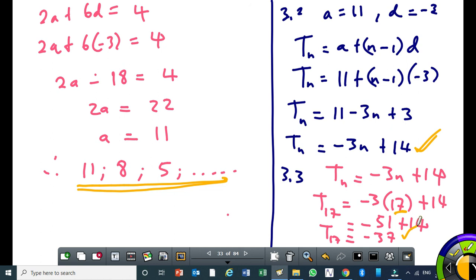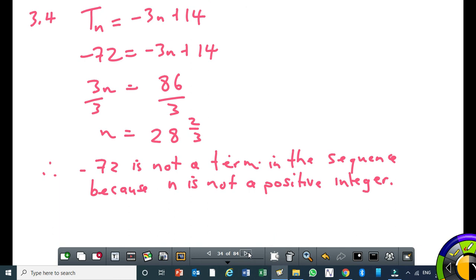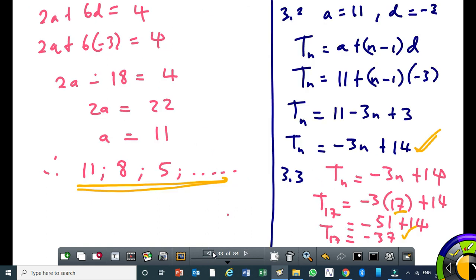Okay? Are you following that? Right, then the next question, we need to prove whether minus 17 is part of the sequence or not. Okay, so Tn is equal to minus 3n plus 14. That's the general term.